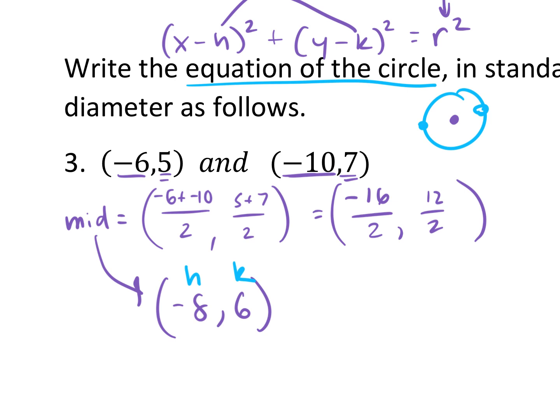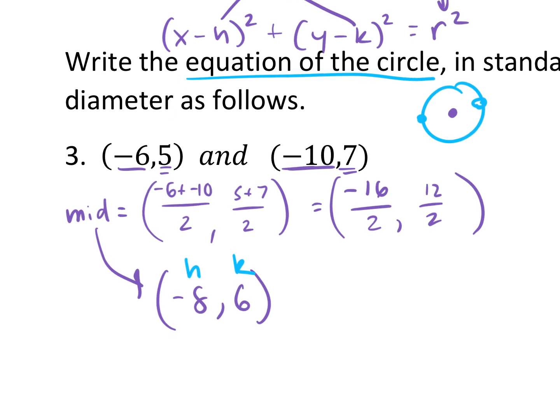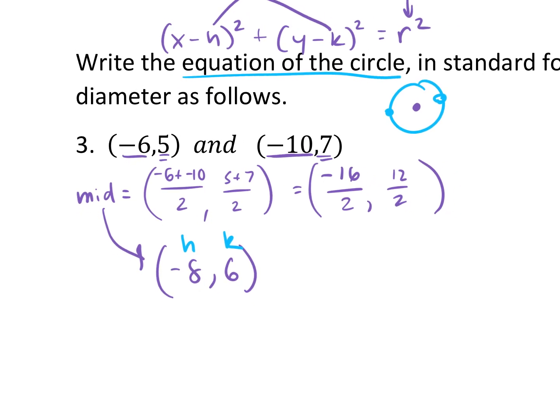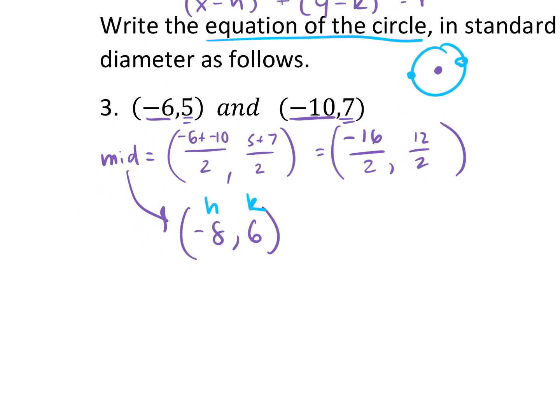Now that I have my h and k, what would I do next? Use the distance formula. We're finding the distance of what? From the center to one of the endpoints. A lot of people on the quiz found the distance between the two endpoints, but that would be our diameter, not the radius. So we're looking for the distance from the center to one of the endpoints.